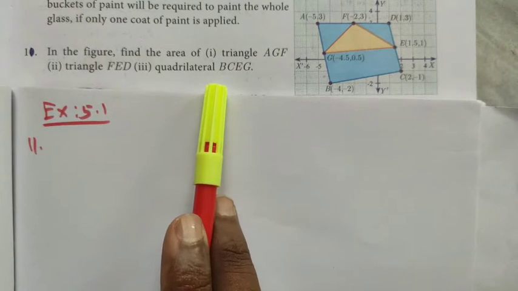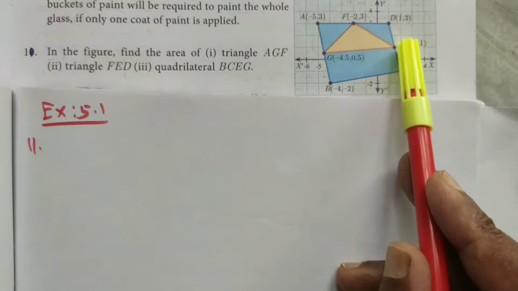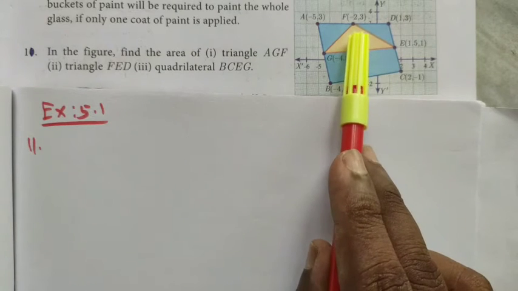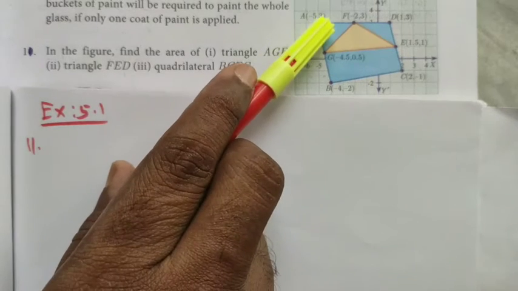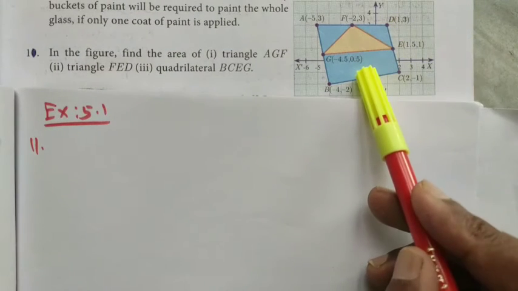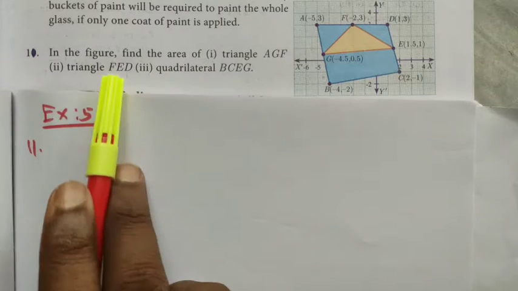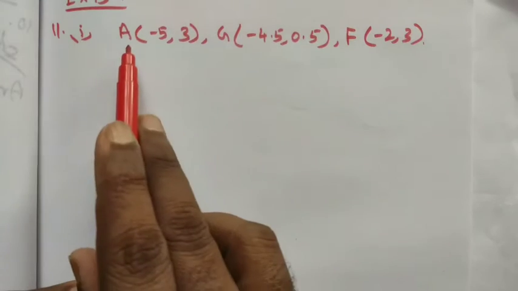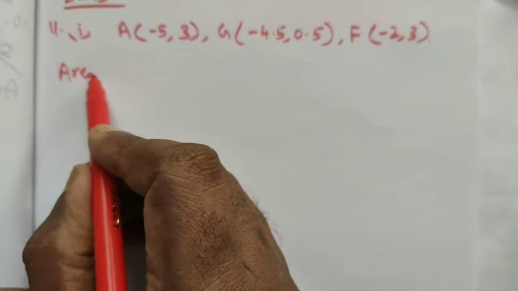And then quadrilateral BCEG. This quadrilateral. So, except the yellow color portion, we have to find this triangle, then this triangle, and then this quadrilateral. Let's see one by one. Here we are asking the triangle FED and the quadrilateral BCEG, right? Here the AGF points. Now we want to find the area of the triangle.